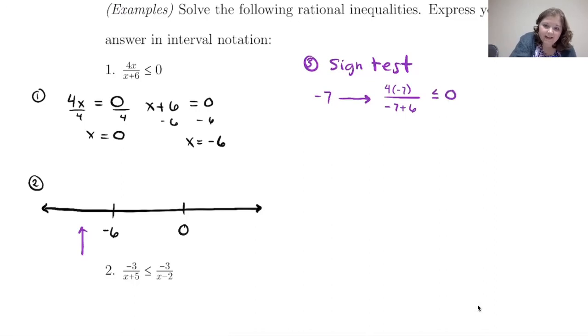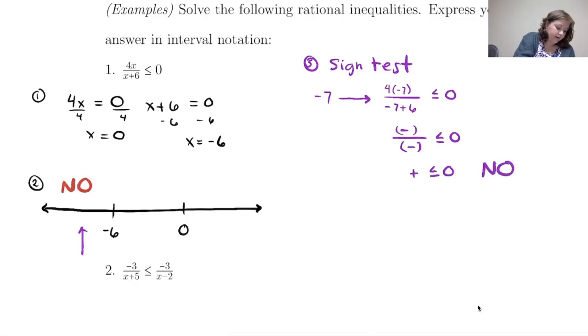So 4 times -7 is negative, so we've got a negative on top. And then -7 plus 6 is negative, so we have a negative on the bottom. And we think, is that less than or equal to 0? Well, a negative divided by a negative, like a negative times a negative, is a positive. So we have positive less than or equal to 0. That's not true. And so this interval is not true, and we don't include it, so we're not going to shade that interval. And so we will test the next one.